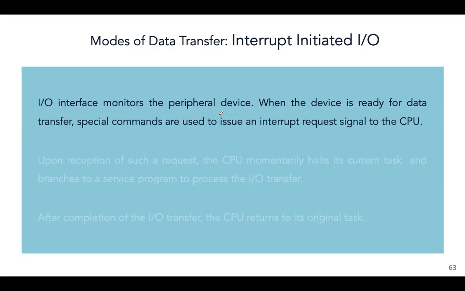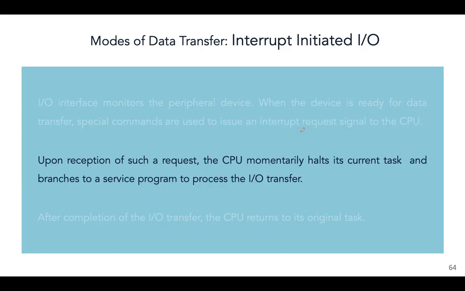What happens in interrupt initiated IO is that the IO interface monitors the peripheral device. Each interface will monitor the device to which it is connected. When that device is ready for data transfer, special commands are used to issue an interrupt request signal to the CPU. So the CPU will go about its normal operation like it does. The IO interface will keep an eye on the peripheral device to which it is attached. When that device is ready for some kind of data transfer, the input-output interface will interrupt the CPU.